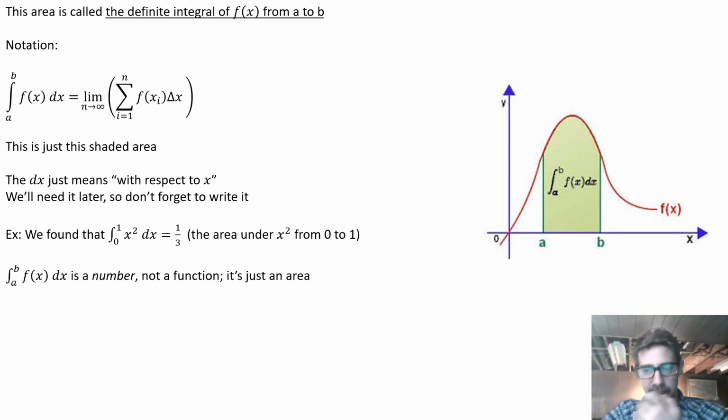And then again, it's a number. So that's what a definite integral is. It's just a number, some number like 5 or pi. Whereas an indefinite integral is something that comes later, and that is a function.